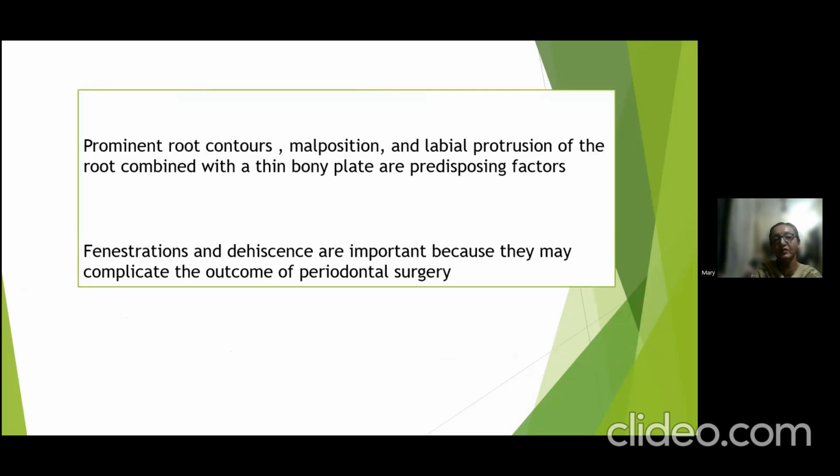These types of defects mainly occur when there is a prominent root contour, malposition, or labial protrusion of the root, or when the bony plate itself is very thin. So, all these are predisposing factors. This is very important because it is definitely going to affect the outcome of periodontal surgery. So, we should have knowledge of such defects.